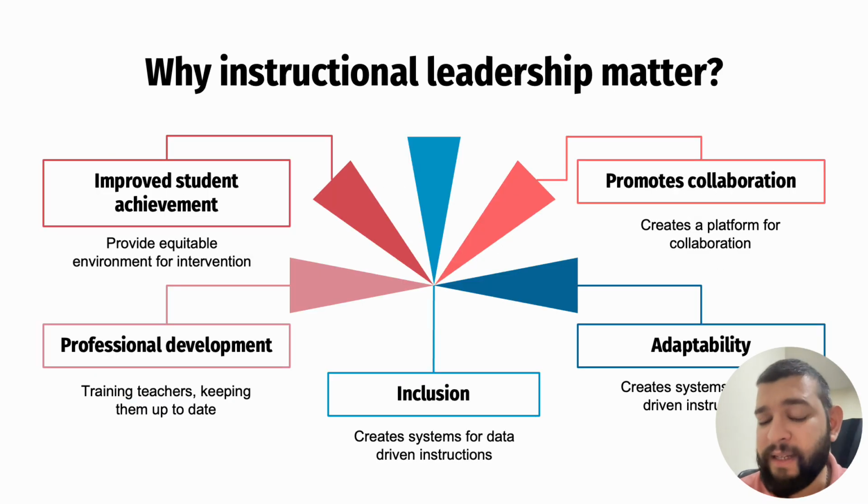Now, why does instructional leadership matter? Definitely in a school setting where you have 800 students, 600 working staff, and a big SLT team, instructional leadership is extremely important for carrying out the day-to-day activities as smoothly as possible. Through this, we improve students' achievement, professional development, inclusion, adaptability, and promote collaboration. Adaptability is important because the Dubai government rules are ever changing, the policies are changing, and even the world around us is changing. And if we do not adapt, then we are basically dead.